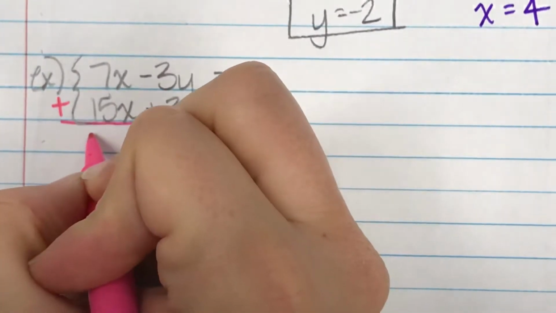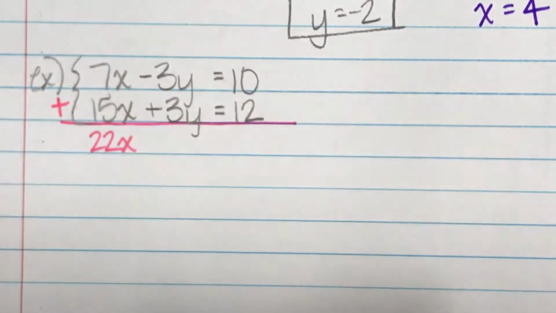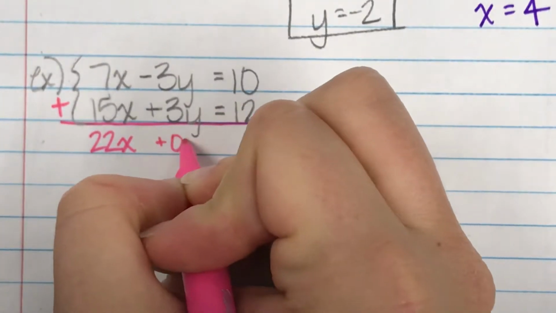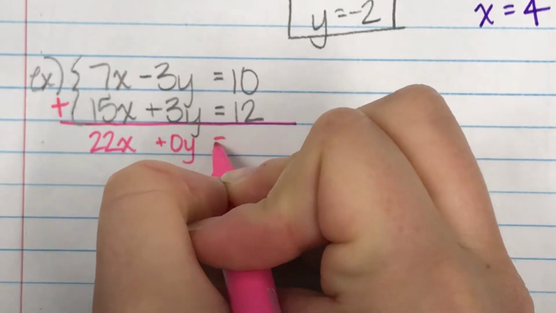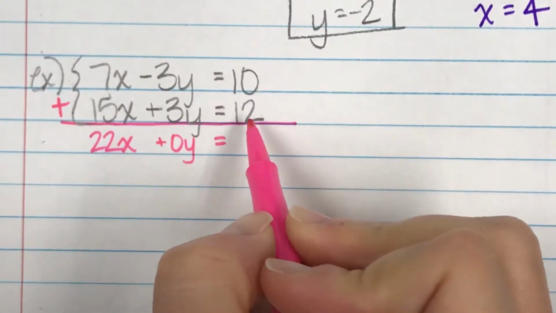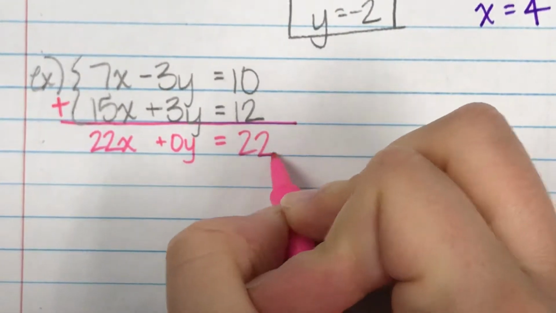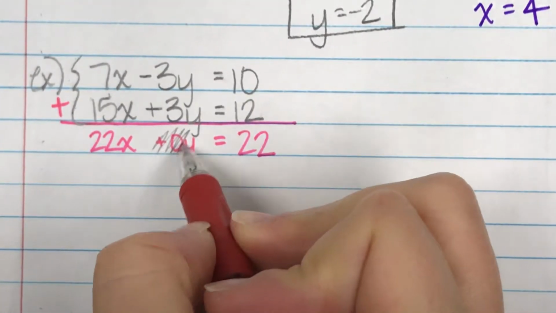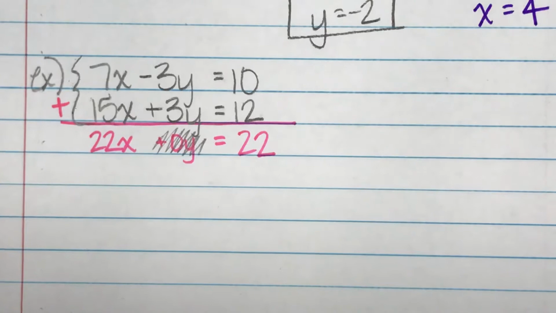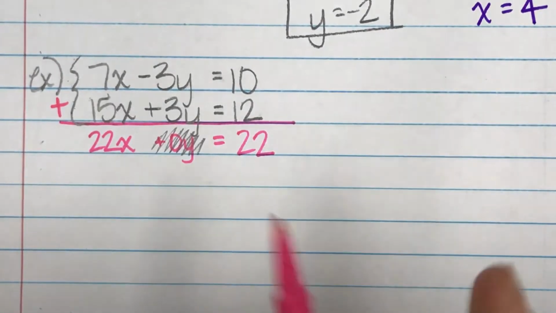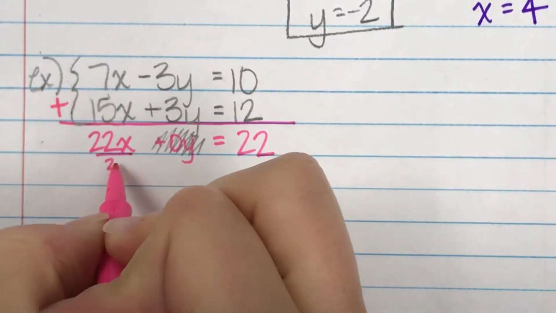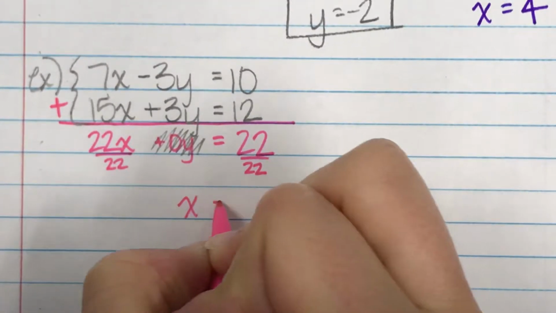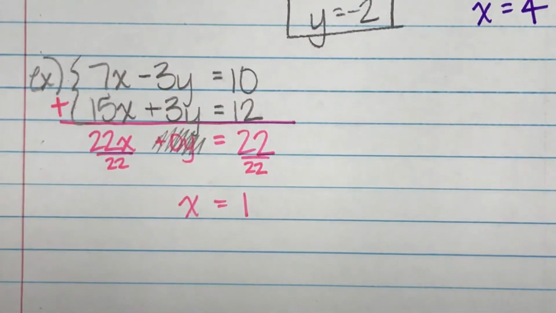7x plus 15x is 22x. Negative 3y plus 3y would be 0y. My equals sign drops down, and 10 plus 12 is 22. And again, it's elimination because really once you get that 0y, it's eliminated from the problem. So now I'm just going to divide by 22, simple first step, and I end up with x equals 1.